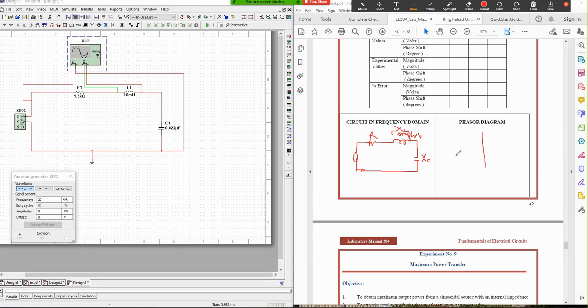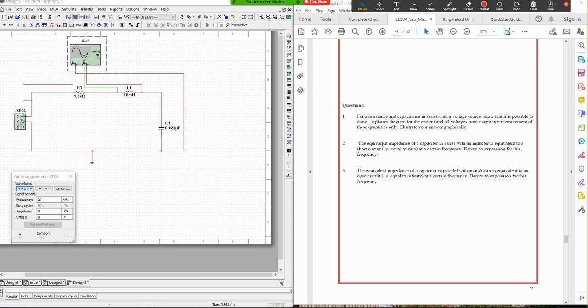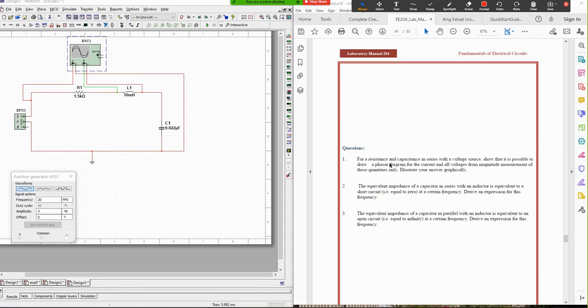The phasor diagram should be something like this. You have the current here and the voltage here. You have to read about the phasor diagram; I'm just giving you this as a hint so that you know what you are going to do. After you read some material and get more information about the phasor diagram, you then write it correctly. When you come to the questions, you have to answer this one, this one, and also this one by yourself.